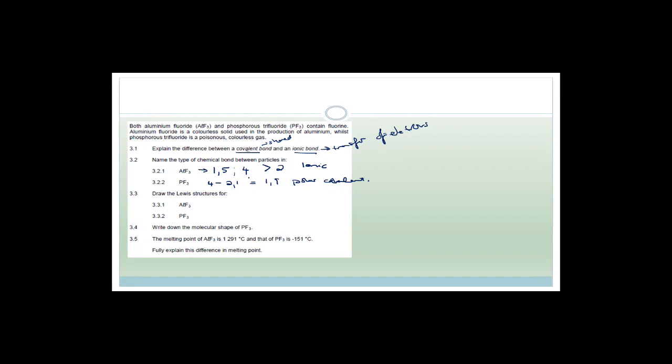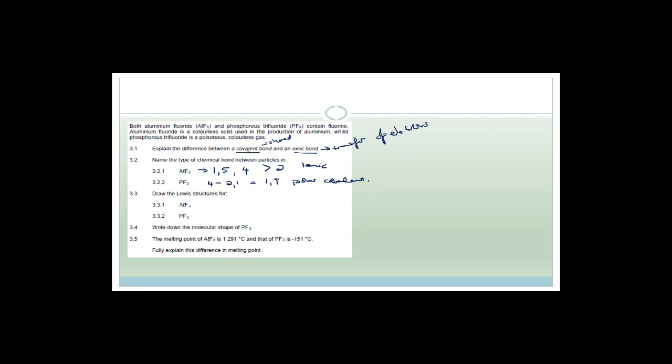Now it says draw Lewis structures for aluminium fluoride and PF3. Okay, so we want Lewis structures for aluminium fluoride and PF3. Now let's think about this first. What group is aluminium fluoride in? Aluminium is in group what? It is in group 3.